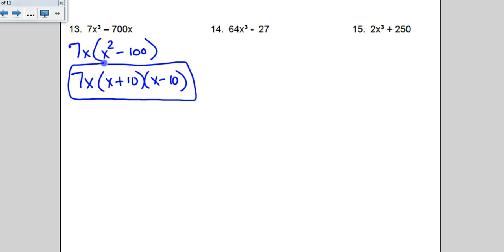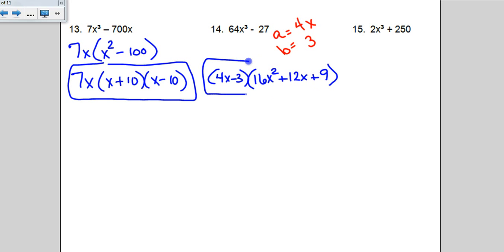Okay, number 14, no common terms, but I do think we have a pattern, difference of cubes. So we're going to say who's A and who's B. Well, the A would be the cube root of 64x to the third, so that'd be 4x. And the B would be a 3. And remember, the negative is built into the pattern. So using our pattern, it says A minus B first. So 4x minus 3. And then a squared, careful, would be 16x squared plus a times b, which would be a 12x. And then plus b squared would be a 9. I like that pattern now that I have it memorized.